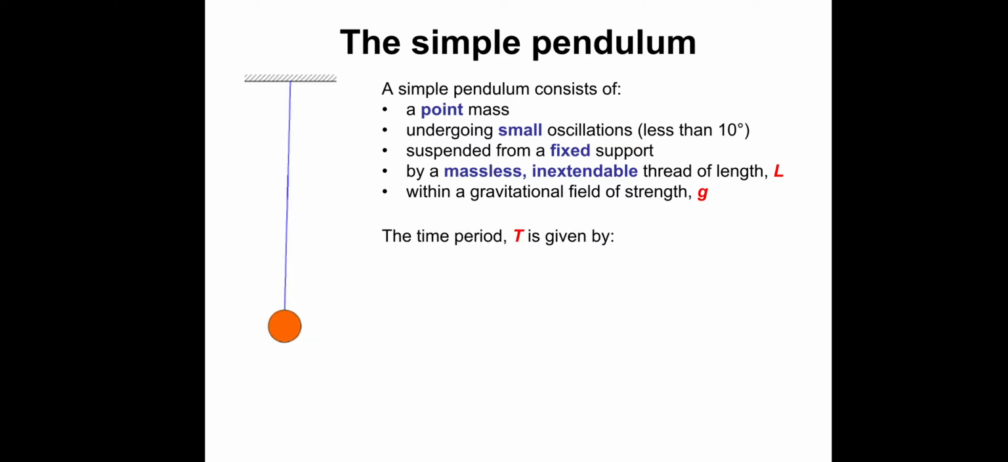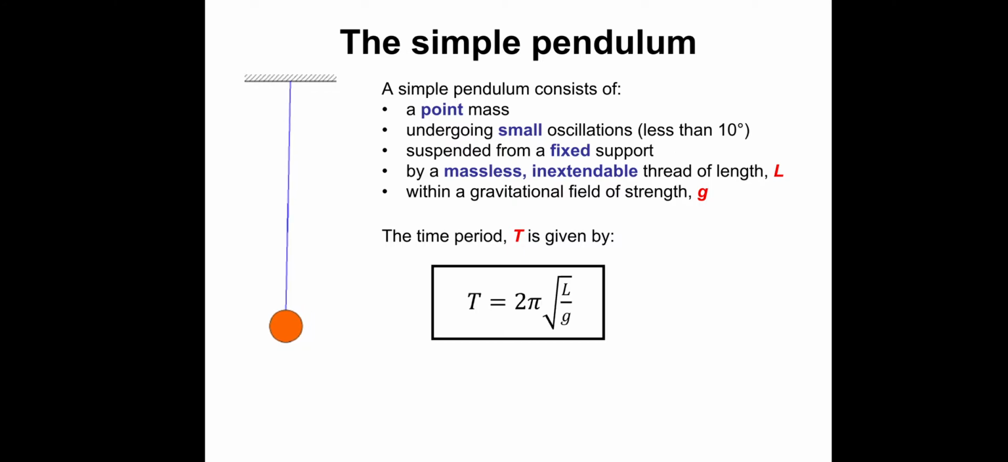And the time period T is given by T equals 2 pi square root L over g. So if you want to write that down, pause, make some notes. Time period is obviously measured in seconds, length is in meters, g is meters per second squared or newtons per kilogram. Ready to move on?